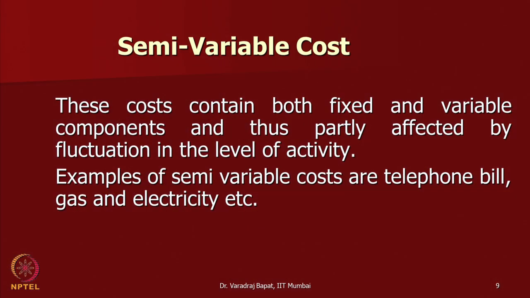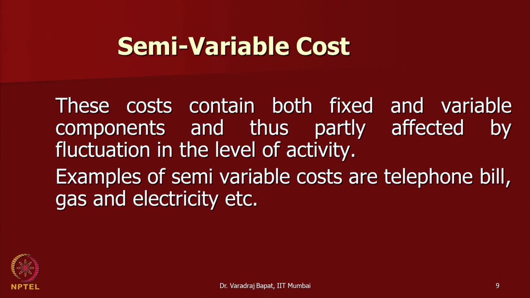Now there are semi-variable costs. What happens is, in theory, there are only two types of cost. One is fixed, flat, one is variable. But in real life, most of the costs do change with level of activity, but they may not change in direct proportion. So they are neither completely variable nor completely fixed. Such costs are called semi-variable costs. Now an example is the telephone bill.